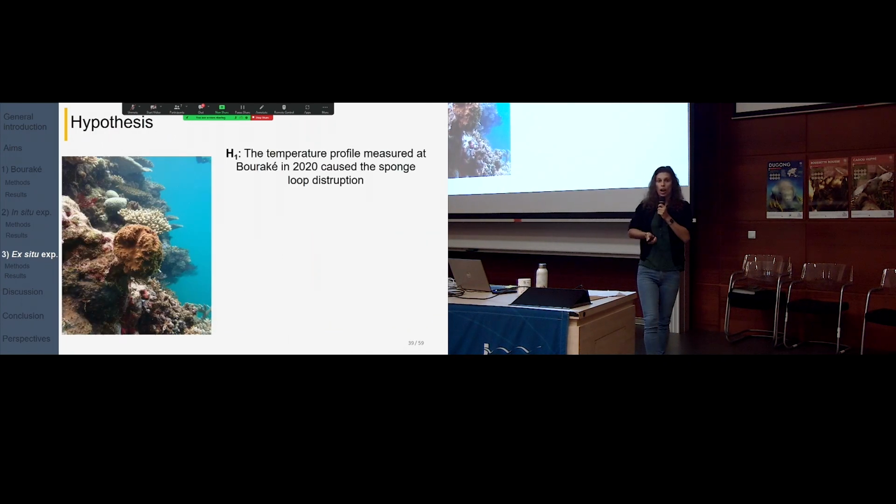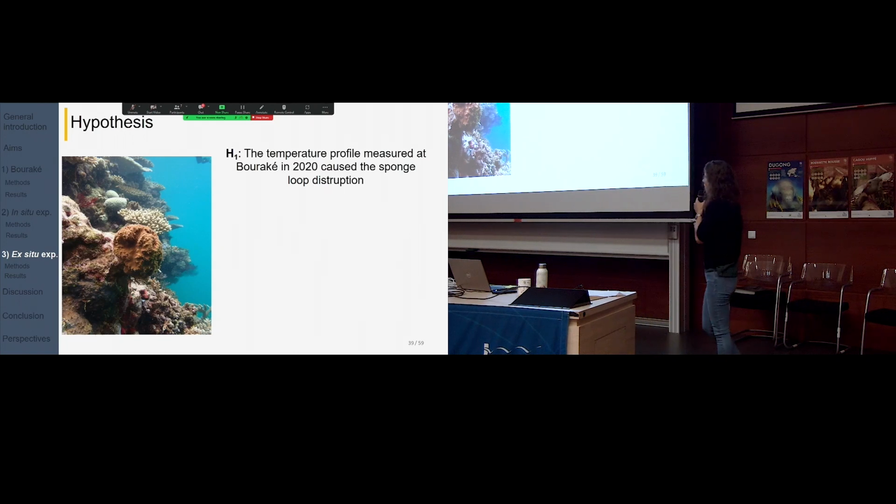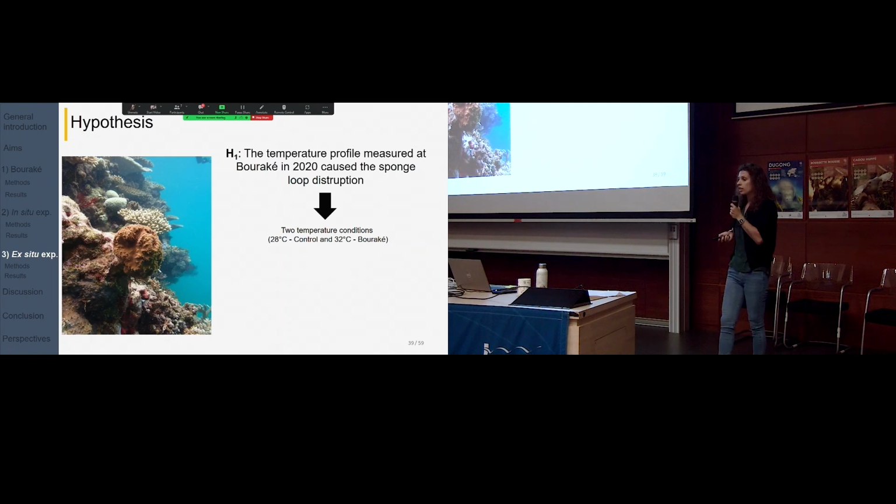Specifically, I have two hypotheses. The first hypothesis is that the temperature profile that I measured in Boracay in 2020 is the cause of the sponge loop disruption. So I performed an aquarium experiment using two different temperature conditions: 28 as the in situ temperature at the control, and 32 as the in situ temperature at Boracay.